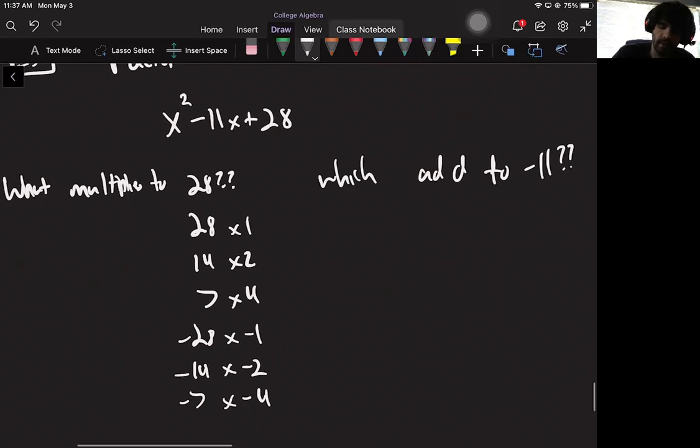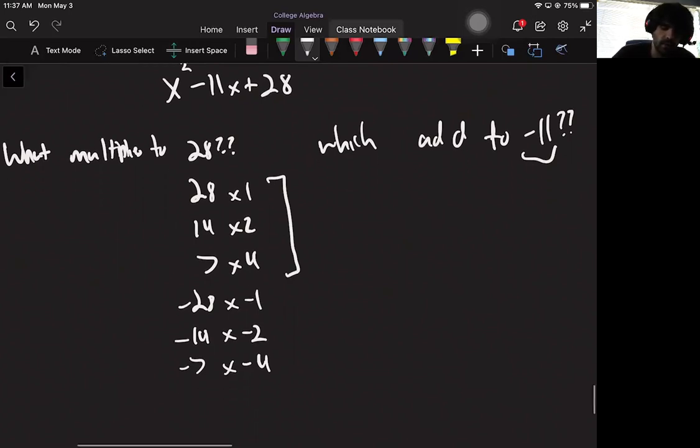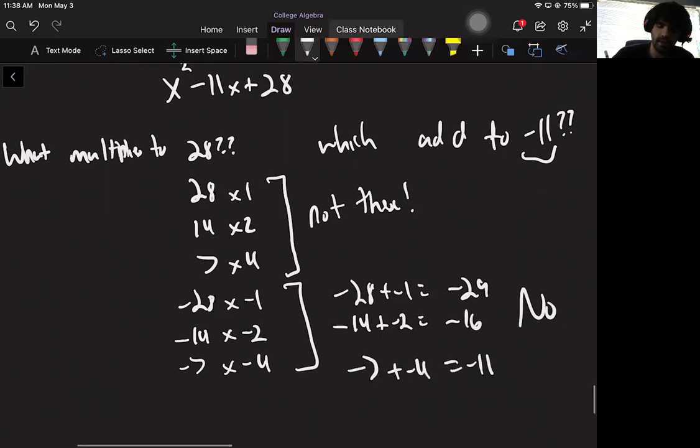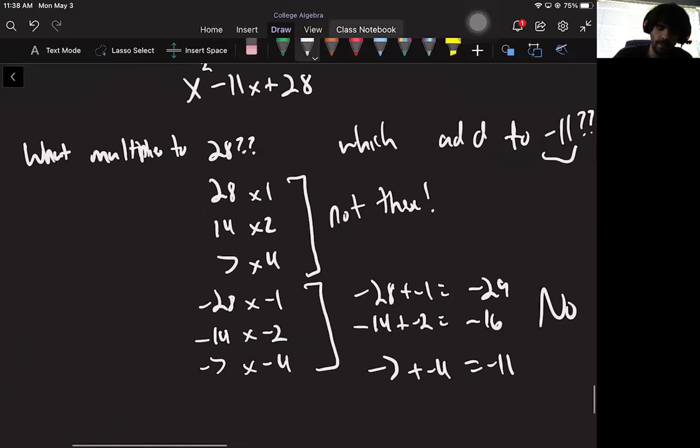Well, because I got to add up to -11, these are all positives. When I add them, that's definitely not going to give me a negative. So it's got to be one of these underneath. So let's see, -28 plus -1, that's going to be -29. That's no good. -14 plus -2 equals -16, no good. Aha, -7 plus -4 does equal -11. So that's the one that we want.